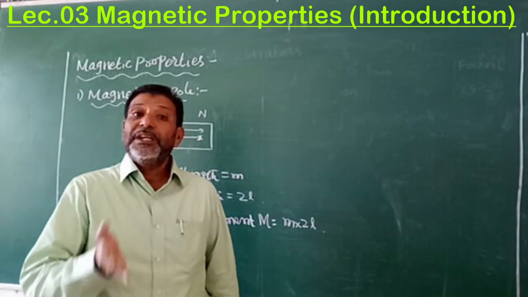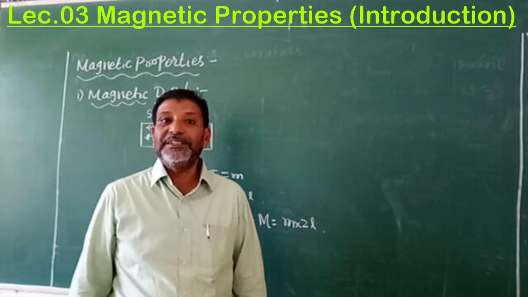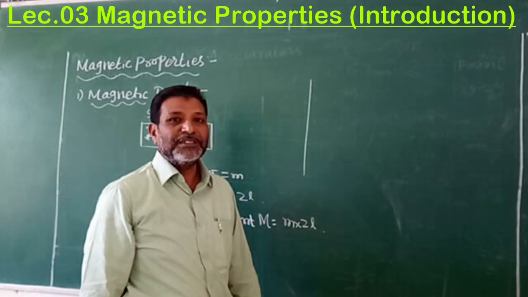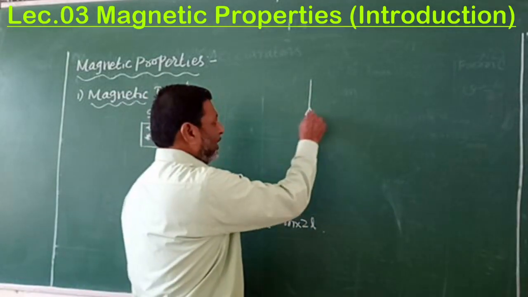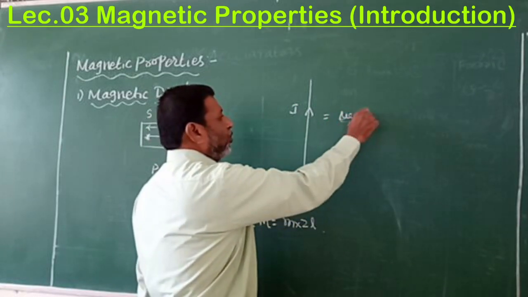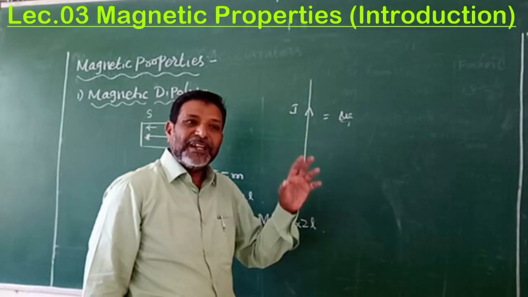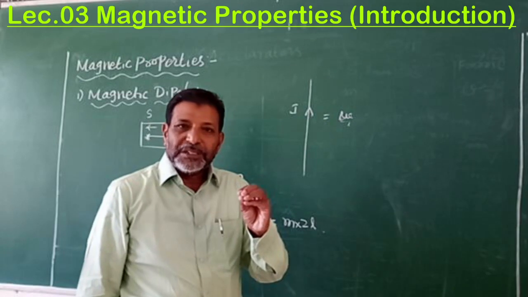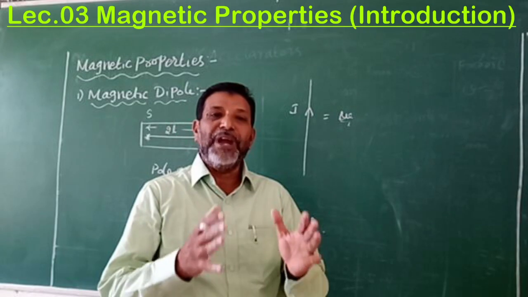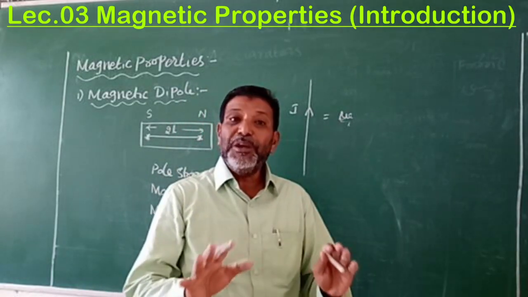In the last class, we discussed the magnetic field at a point due to a straight conductor. This is equal to mu naught divided by 2 pi into I divided by r, etc. From this you can understand that every magnet produces a magnetic field whenever it has some magnetic moment. If there is no magnetic moment, then it will not produce any magnetic field.